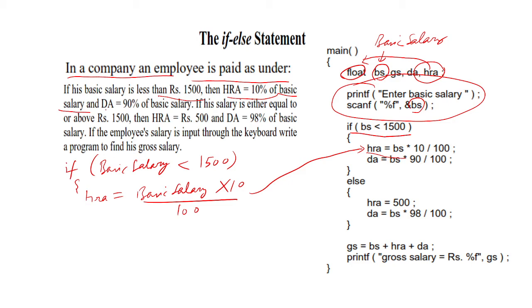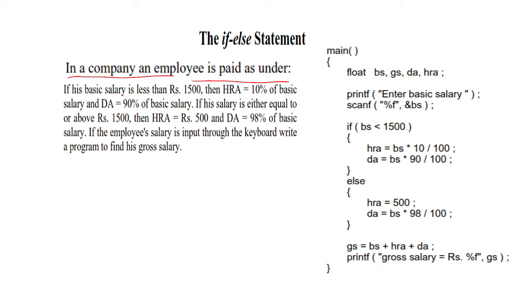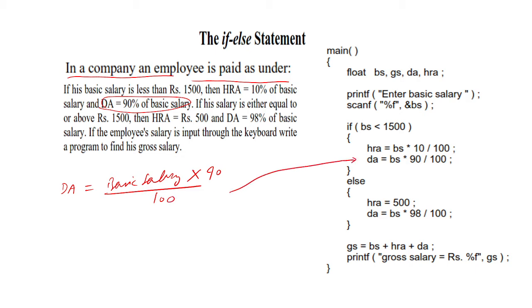After that it is given that if the basic salary is less than 1500, then DA is 90% of the basic salary. So DA is equal to basic salary into 90%. Here it is written in a C statement: DA = BS * 90 / 100.